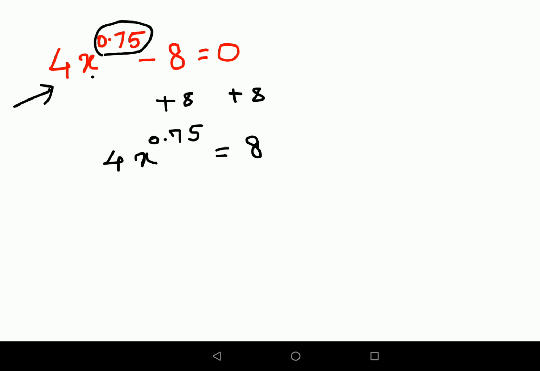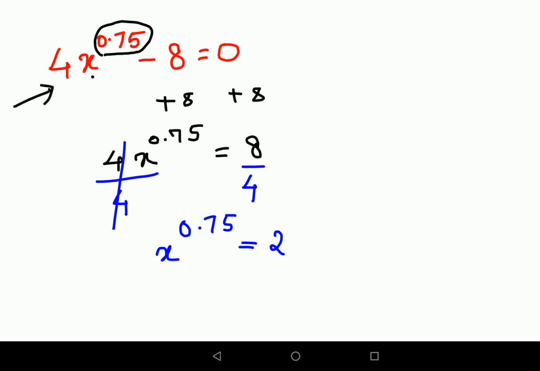Now, like I said, we'll first try to shift all the numbers on one side of the equal to and keep the variable on the other side. So here we'll divide both sides by 4. So this is cancelling, and you're left with x raised to 0.75 is equal to 2.